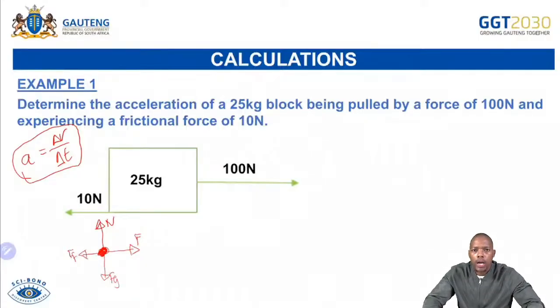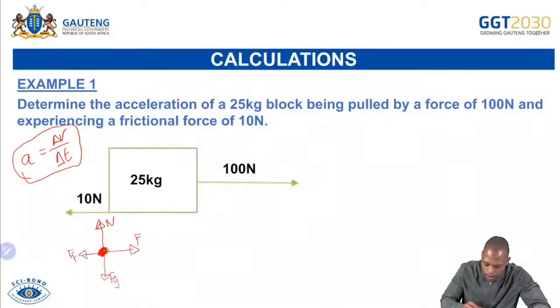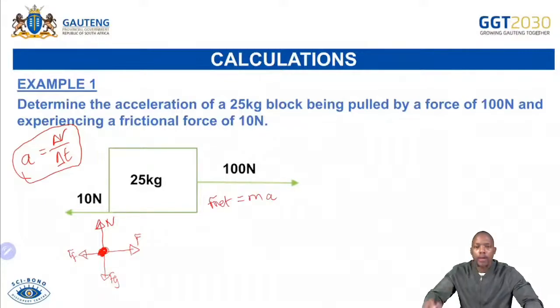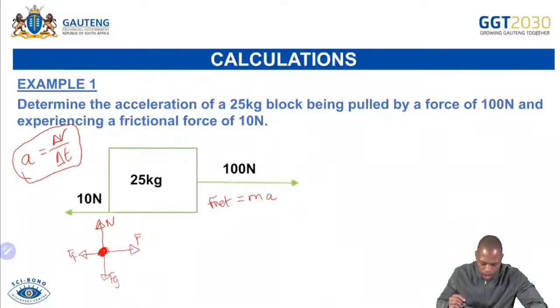Step number 2, write the formula. F net is equal to ma. I write my formula. Step number 3, ask yourself, what is my F net? So you ask yourself that question, and then the answer to that question you are going to find in the free body diagram. Okay, what is my F net? The answer to the question is on the free body diagram.